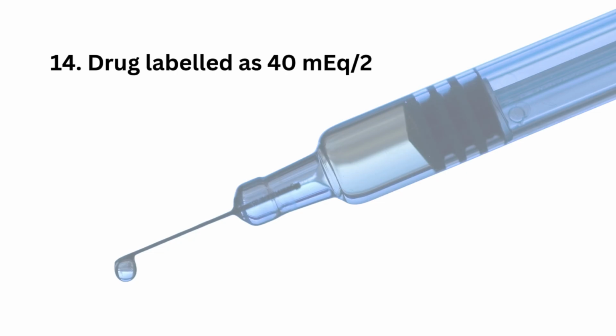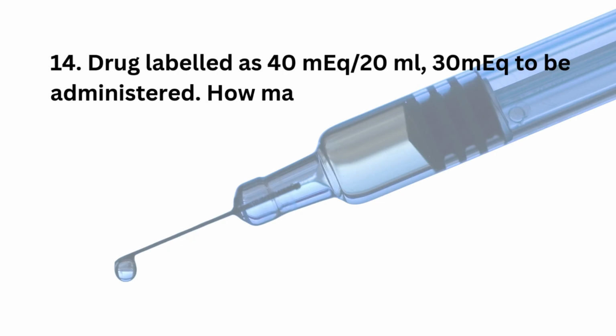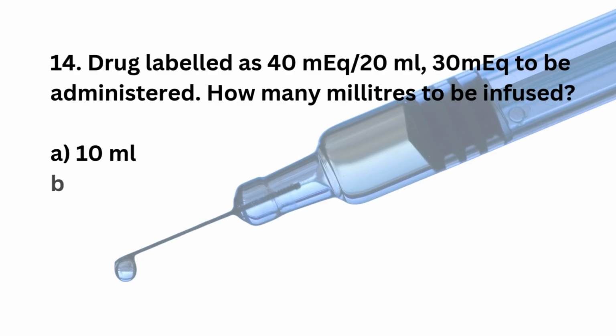Drug labeled as 40 milliequivalents in 20 milliliters, 30 milliequivalents to be administered. How many milliliters to be infused? A. 10 milliliters. B. 15 milliliters. C. 20 milliliters. D. 30 milliliters.